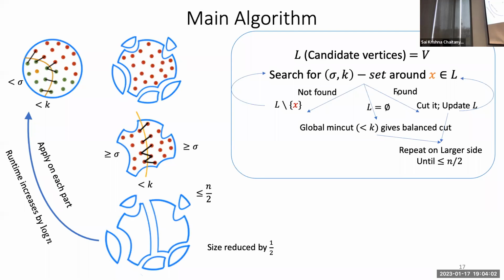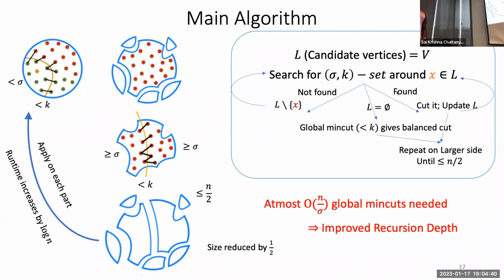And note that the recursion depth here is actually improved by n by sigma. Why is it? Because every time we apply this global min cut, we are reducing the size of the graph by sigma. So at least sigma many vertices are being removed from the graph. So we only need order of n over sigma many global min cut calls to reduce the graph from size n to n over 2. So that is why the number of global min cuts is reduced, and that is the saving. This n by sigma is the saving that we are getting, which is actually the improved recursion depth.